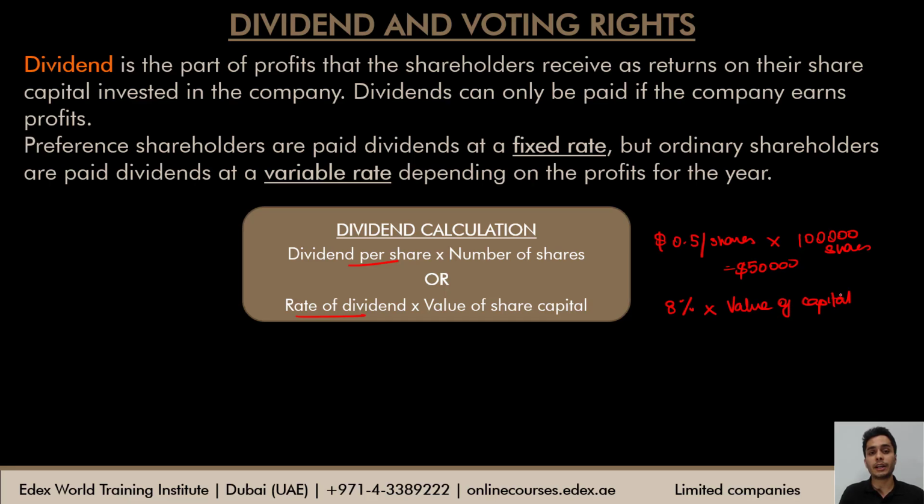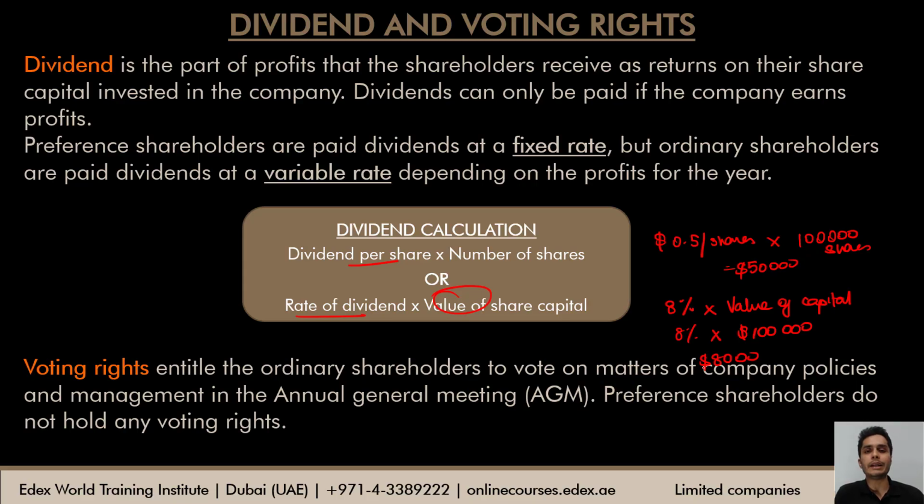In the above formula, it was number of shares. Dividend per share was multiplied by number of shares, but when rate of dividend is given, you need to multiply by the value of share capital and not the number of shares. So let's say 8% multiplied by, let's say the value of share capital is 100,000. So $8,000 will be the dividend.